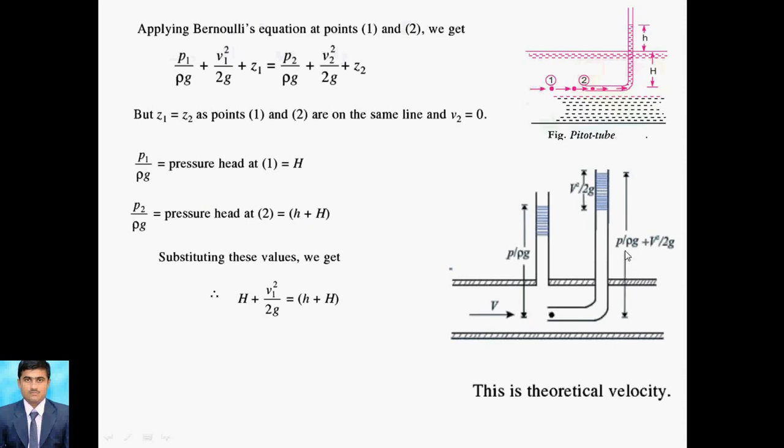So this is P1 by rho g, and we increase the height with the help of this tube, that's why I can take small h. So this capital H plus h divided by 2g, capital H plus small h you can put over here, then capital H we can cancel out, and then small h is equal to V1 squared by 2g. Then V1 is equal to the square root of 2gh. So this is the theoretical velocity.